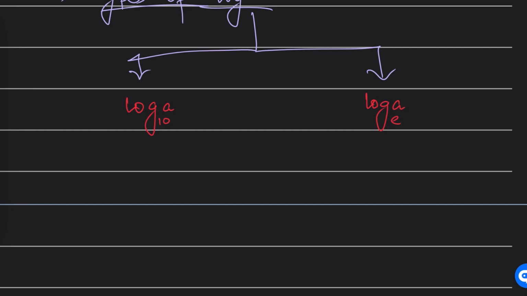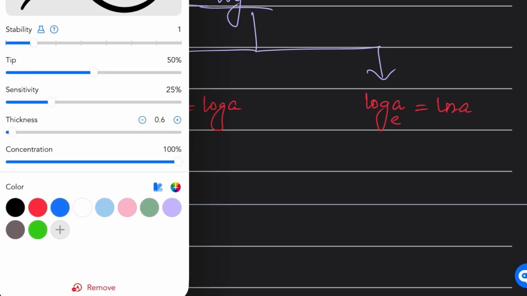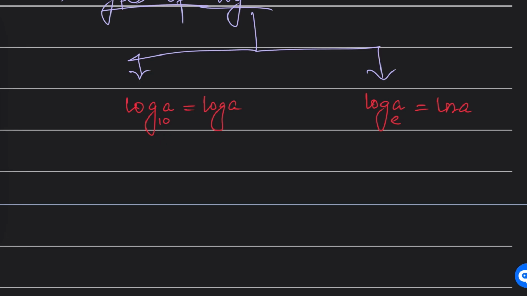What is this? Log of A to the base 10 can be written as log of A simply, but log of A to the base E can be written as ln A. Very important, because most students finding this value get confused. So why is it written like this? Log of A to the base 10 can be written as log of A, simply no base is required, but log of A to the base E can be written as ln A.